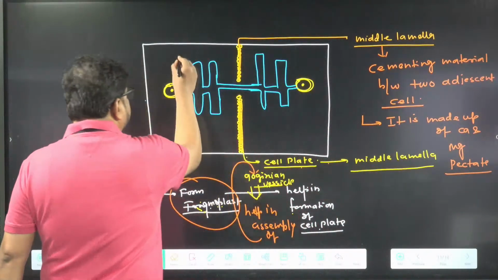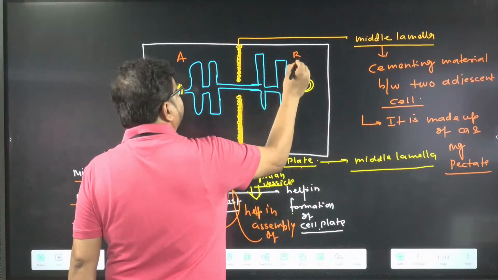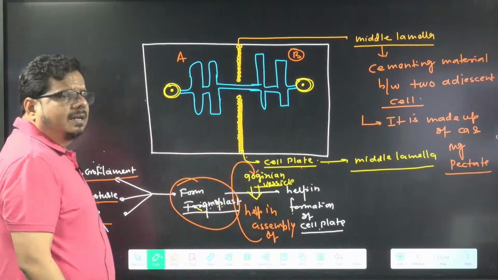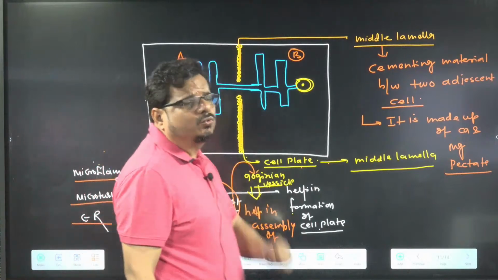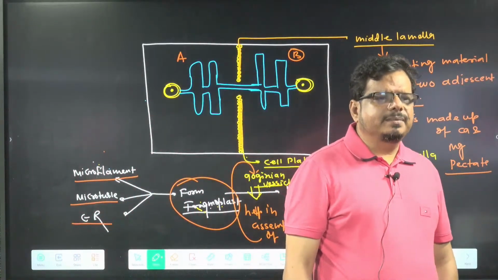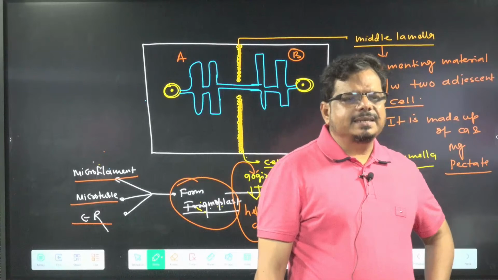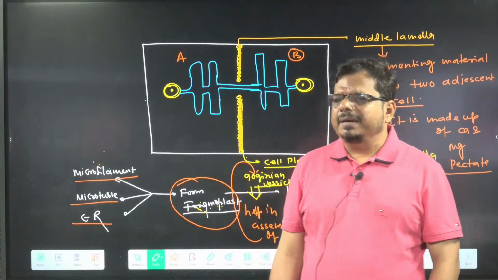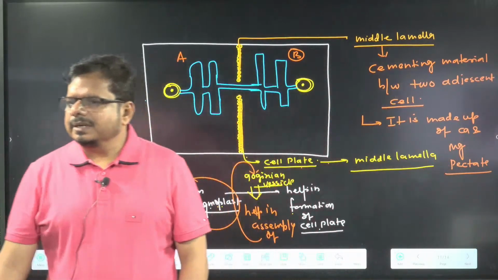So now this is cell A and this is cell B. Now who is present between these two cells? Middle lamella is present between these two cells. These are the cell cement. These are the cementing material between the two cells. Picture came in the mind.